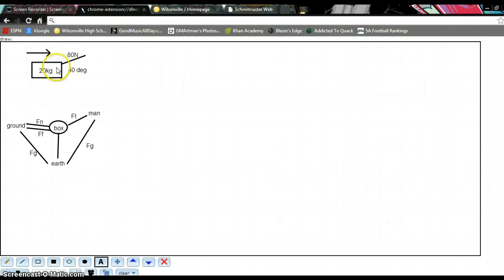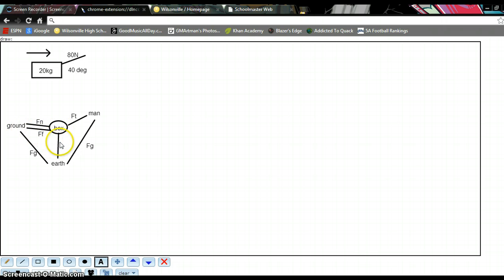Alright, so for UBFPM.1, I have a box that's being pulled with 200 newtons at a 40-degree angle, and the box weighs 20 kilograms. And in my system schema, there's a friction force and a normal force between the box and the ground.